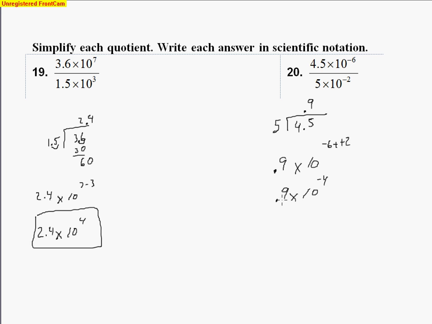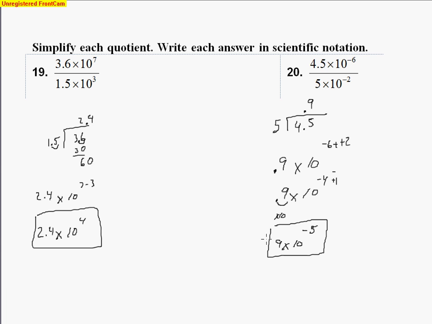But we do need to change this back to scientific notation. So that means we need to make this one bigger. We're multiplying it by 10 when we do that. That means we have to do the opposite to this to keep it in balance. So I need to take away 1 from this exponent here. That ends up making it 9 times 10 to the negative fifth power, because I added the opposite to make that a negative 1, and negative 4 and negative 1 make negative 5.